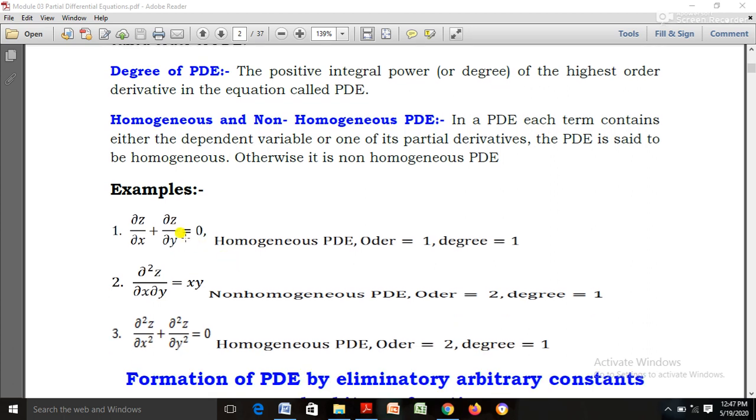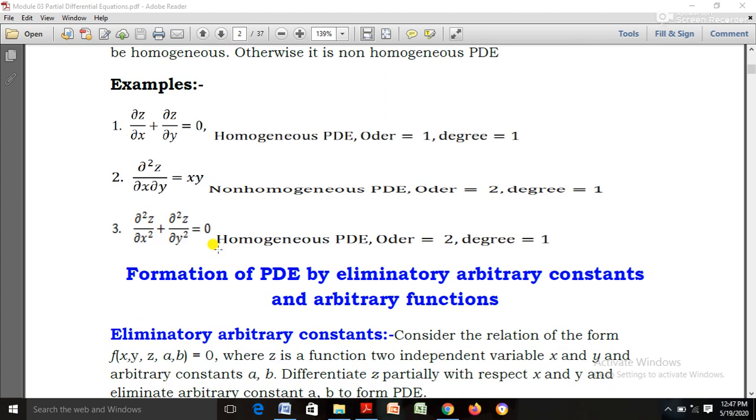For example, ∂z/∂x + ∂z/∂y = 0 is a homogeneous partial differential equation, first order, first degree. Here z depends on only the x variable and on only the y variable, so it is homogeneous. The second example is ∂²z/∂x∂y = xy, a non-homogeneous partial differential equation of order 2, degree 1. Here z depends on two variables, so it is non-homogeneous.